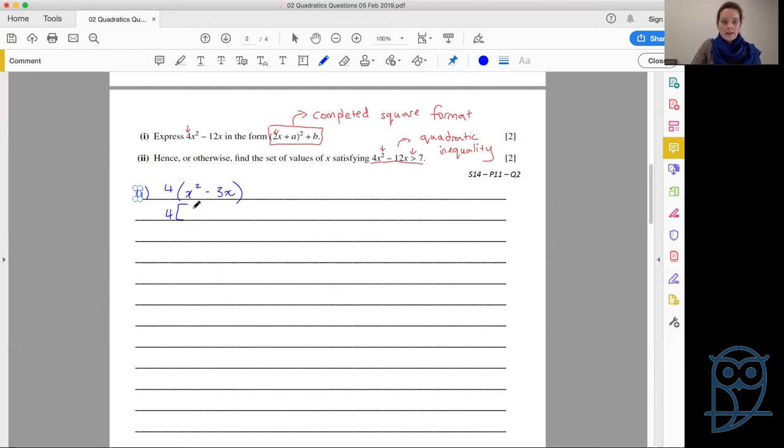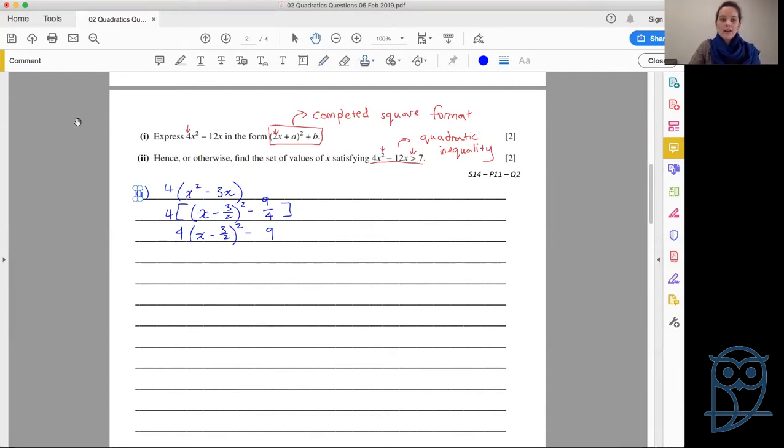So, x plus a half b, so minus 3/2, all squared, minus a quarter b squared, minus 3 times minus 3 is 9, plus c, well there is none, so that's it. So now we can bring in that 4: 4 times (x minus 3/2) all squared minus 9. We're nearly there, but we need to bring that 4 in.